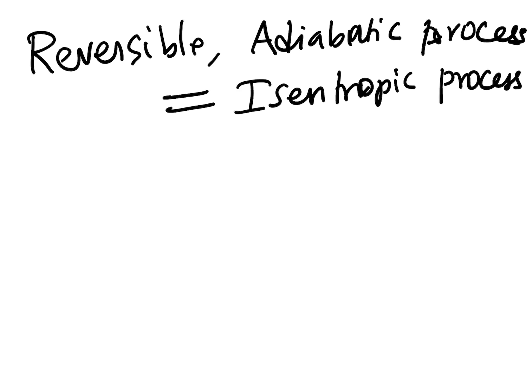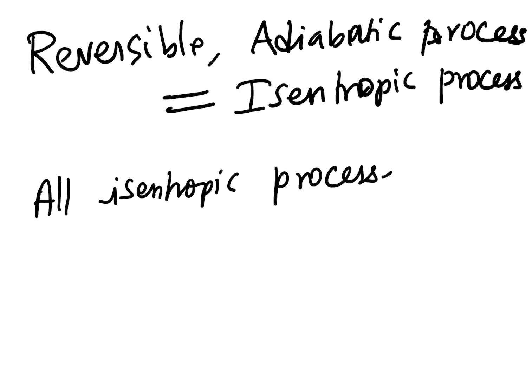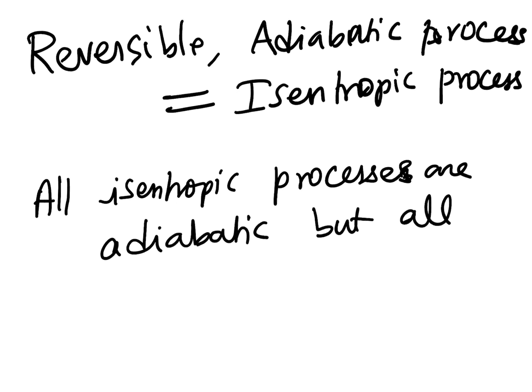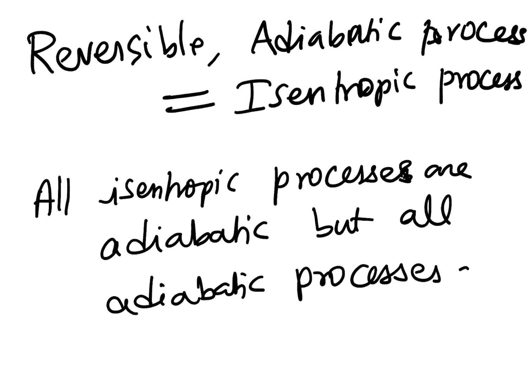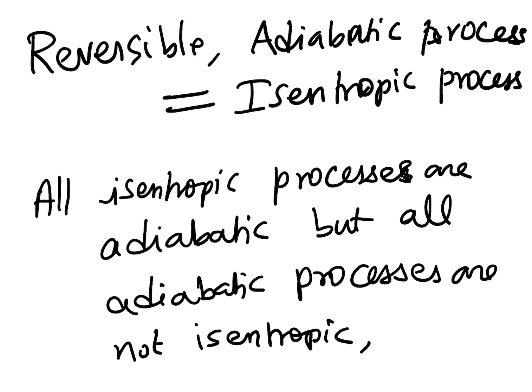If it is only reversible but not adiabatic, or it's only adiabatic but not reversible, then it is not an isentropic process. So you can say all isentropic processes are adiabatic, but all adiabatic processes are not necessarily isentropic.